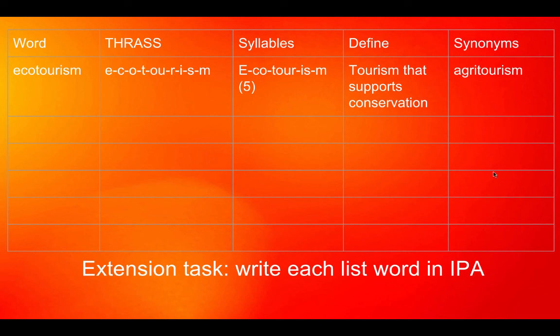All right, so you are going to thrash out and complete all of these tasks. And as always, your extension task is to write your list words in IPA. All right, get cracking. Good luck with your words containing the E grapheme.